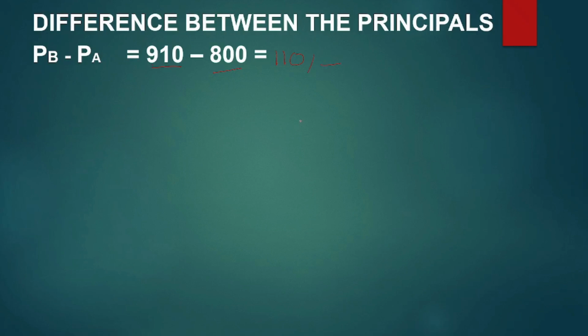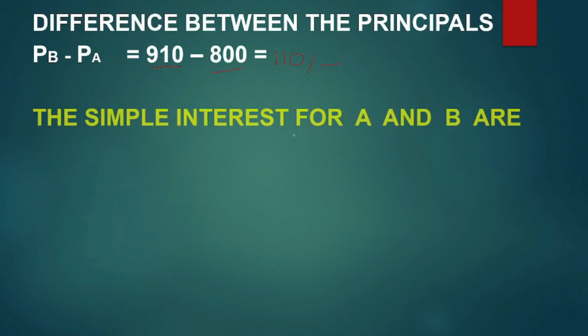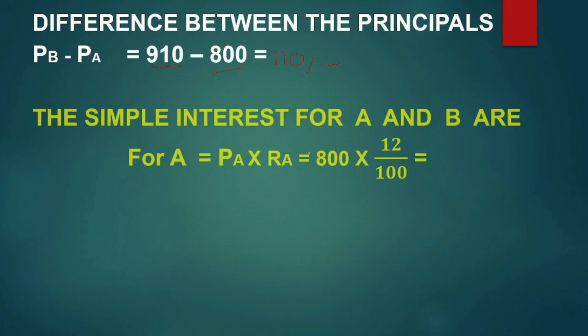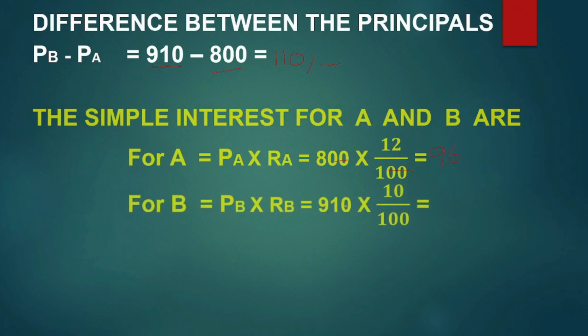Now we observe the interest earned per year, the simple interest for A and B. For A, the principal amount is 800 and the rate is 12 by 100. These two zeros and these two zeros cancel, so the interest per year is 96. For B, principal into rate of interest, that is 910 into 10 by 100. The zeros cancel, so 91 ones are 91, so it is 91 rupees.